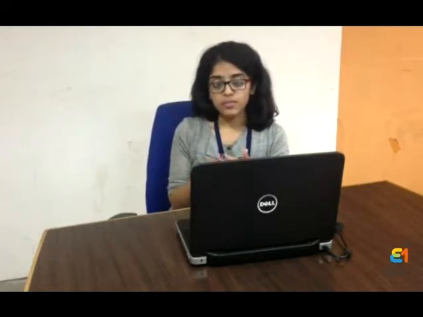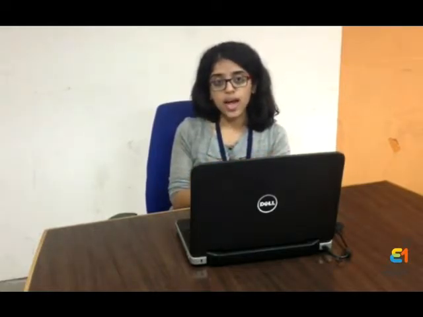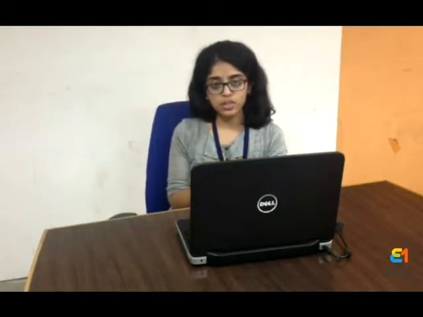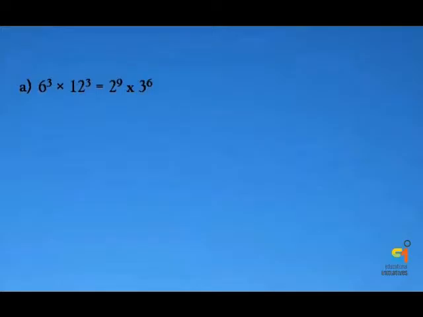If the power of the prime factors is divisible by both 2 and 3, then the number would be both a perfect square and a perfect cube. Then the students were supposed to use the method of elimination to figure out which option is both a perfect cube and a perfect square. So let's have a look at the options. Option A is 6 cube into 12 cube. Now 6 cube into 12 cube when broken down into its prime factors can be written as 2 raised to the power 9 into 3 raised to the power 6. 2 raised to the power 9 into 3 raised to the power 6 is clearly a perfect cube, but it is not a perfect square because 2 is raised to an odd power.